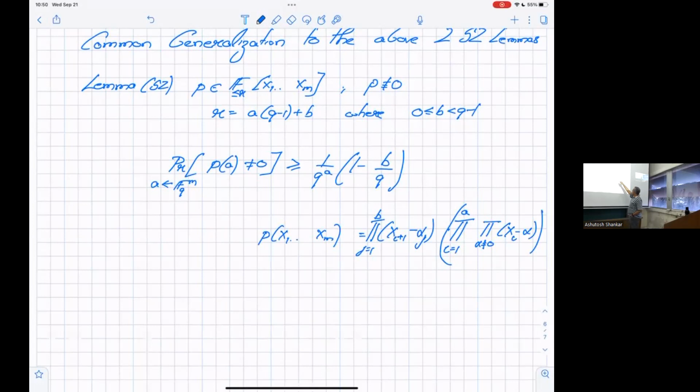And when is it non-zero? Each xi between 1 and a should be 0, because if it's not 0, the polynomial is 0. And x_{a+1} should be outside of these b values. So the probability that this P is not equal to 0 is exactly 1 over q^a times (1 minus b over q). See that?